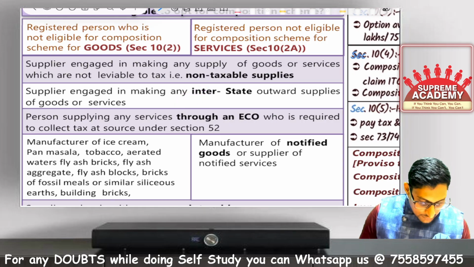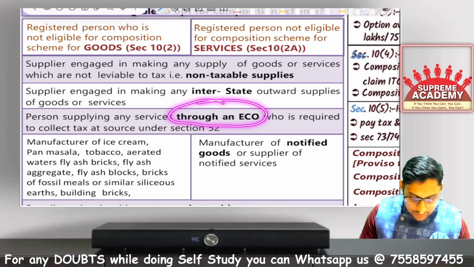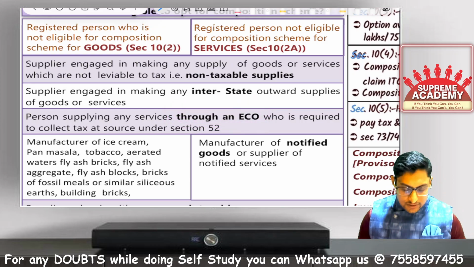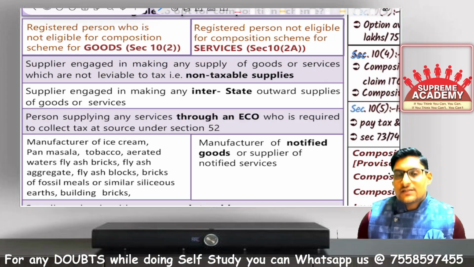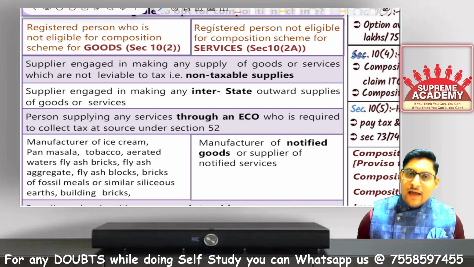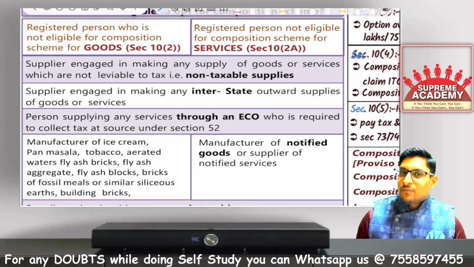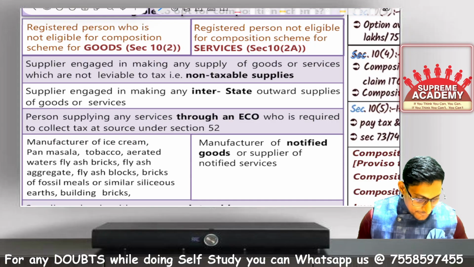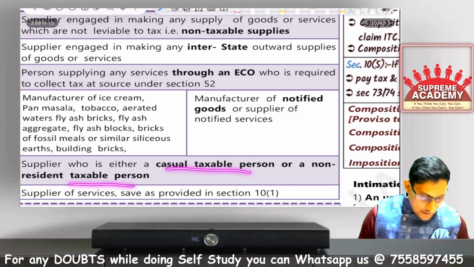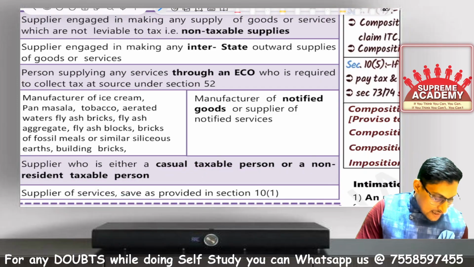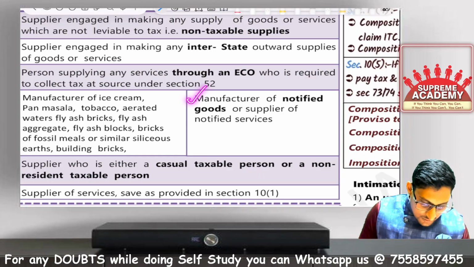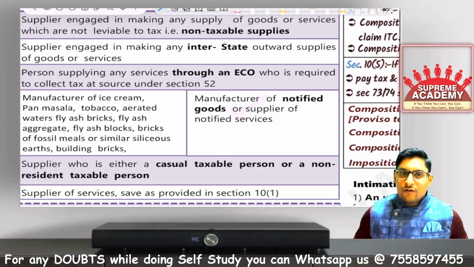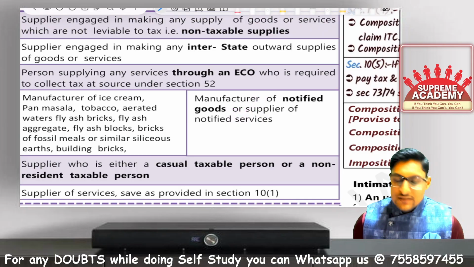Not eligible. Now, third one, person supplying any services through ECO who is required to collect tax at source under section 52. Now, the person who is required to make registration under section 52 only for the purpose of TCS, that ECO, and the supplier who is supplying through that ECO cannot opt for composition scheme. He is not eligible. After that, CTP and RTP are not eligible for composition scheme. And lastly, manufacturer of notified goods in case of goods, and manufacturer or supplier of notified goods and services.